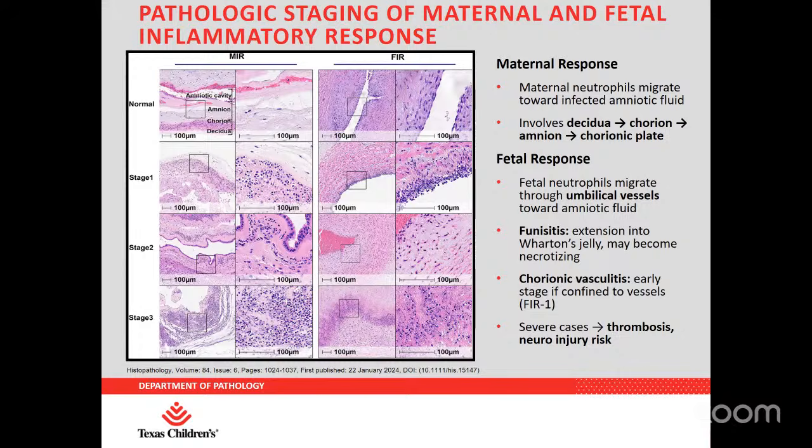As well as the staging, both maternal and fetal responses are graded as 1 or 2 based on the severity, the density and the extent of the inflammatory infiltrate. Grade 1 generally indicates mild to moderate inflammation, whilst grade 2 reflects severe, confluent or necrotizing inflammation.